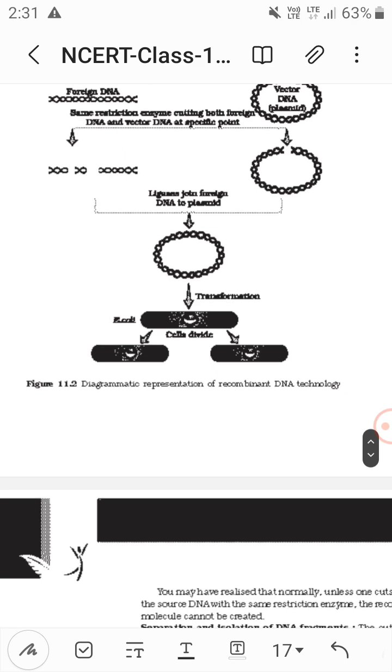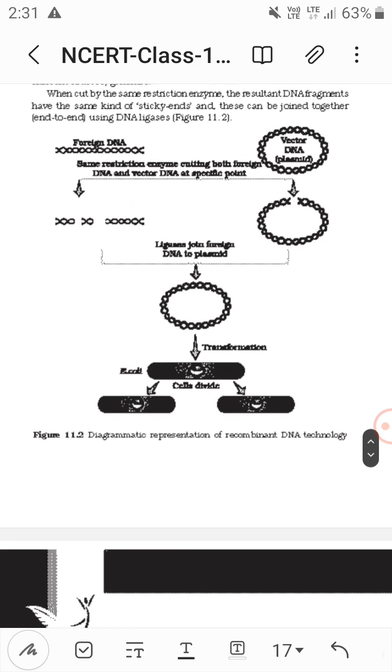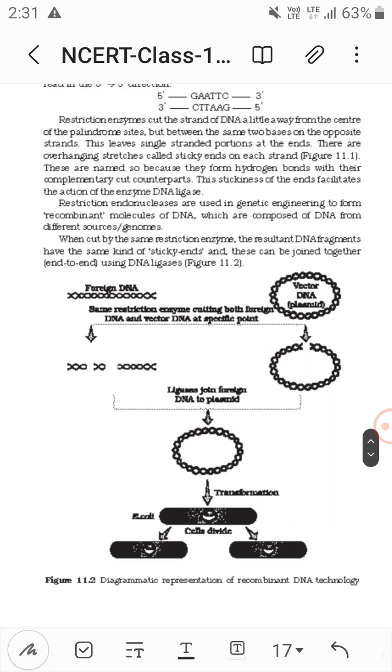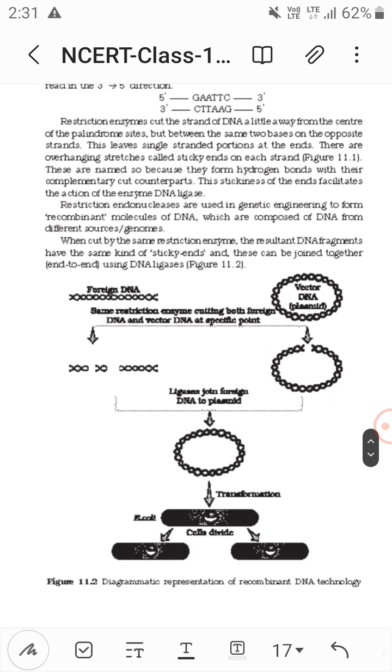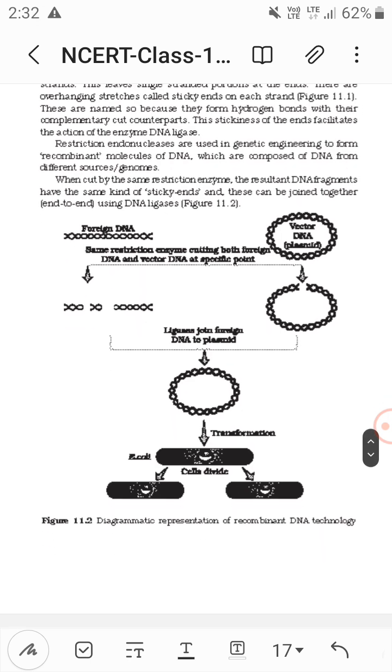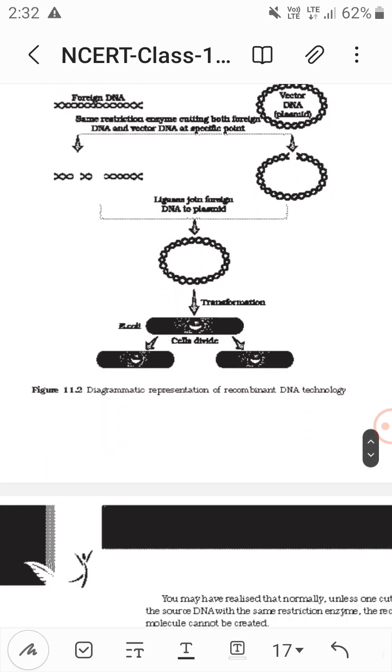You see now diagrammatic representation of recombinant DNA technology. Now foreign DNA, vector DNA. You see the plasmid. Now foreign DNA, same restriction enzyme cutting both foreign DNA and vector DNA at specific point, and then ligases join foreign DNA to plasmid, then transformation into the E. coli cell, then cells divide, then multiple copies are formed.